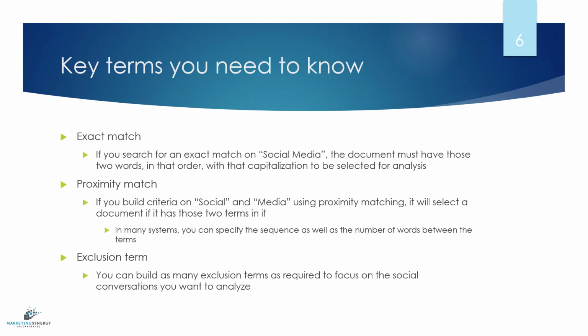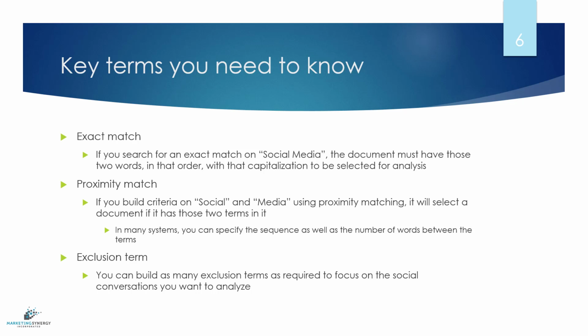A second option you have is what's called proximity match. So I can say I want to build my criteria on the words social and media, and I want them to occur anywhere within 50 words of each other. And so if I said, I really enjoy social and I really think that media is changing, it would select that document for my analysis. And so the nice part about proximity matching is you can say how many words between the two. So I could say if I wanted Medill IMC within 2 words, if you said IMC Medill, I'd select it. Or if you said Medill IMC, I would select it.